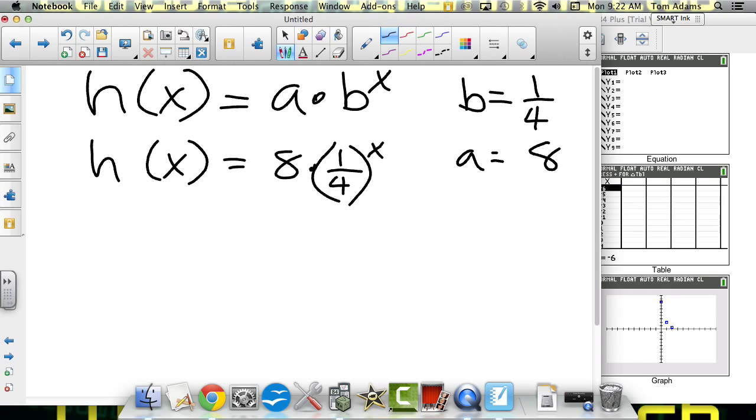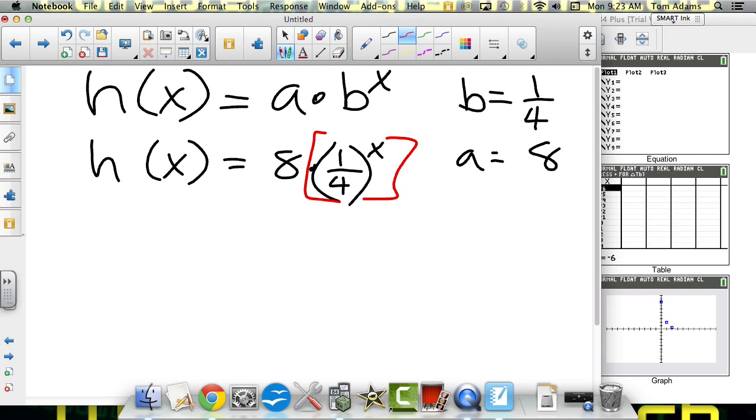Now, could I change that and make that 2 raised to the x? Right, because 8 times 1/4 is 2. Can I do that? No, you can't. No, you can't. Okay? Sorry, Mr. Adams tricked you. It's a Monday morning.